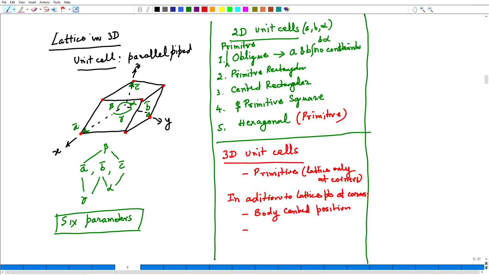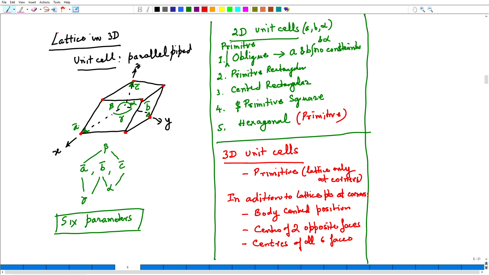Another alternative, I have lattice points at the corners plus centers of two opposite faces. A third option that I have is centers of all 6 faces of the parallelepiped. So, what I have described right now is 4 different classifications here. One, primitive, lattice points only at the corners, and lattice point in the body centered position plus corners, centers of 2 opposite faces and corners, and center of all the 6 faces of the parallelepiped plus corners.